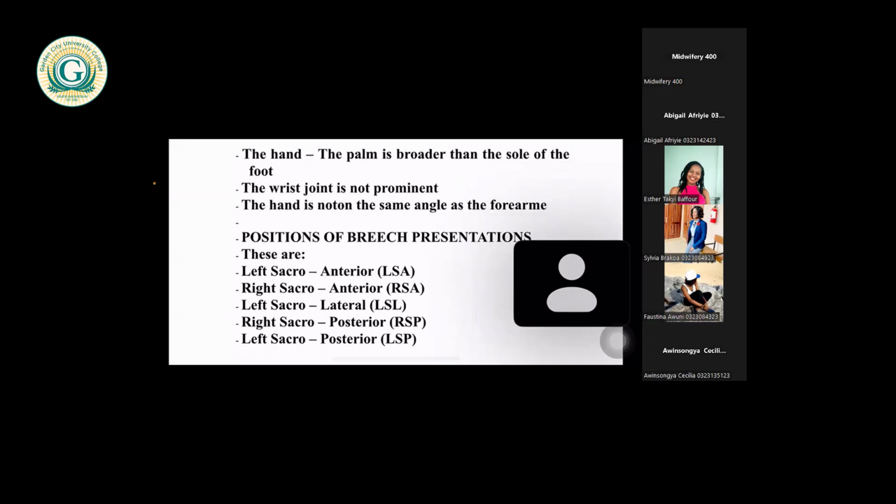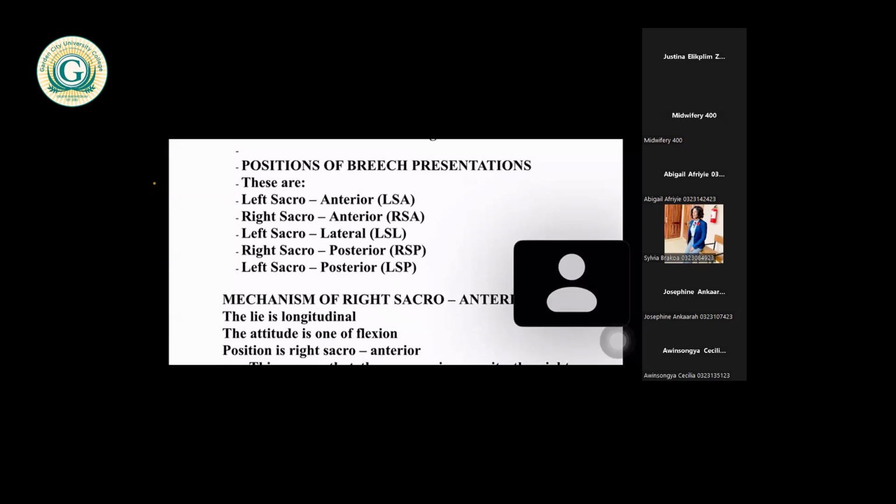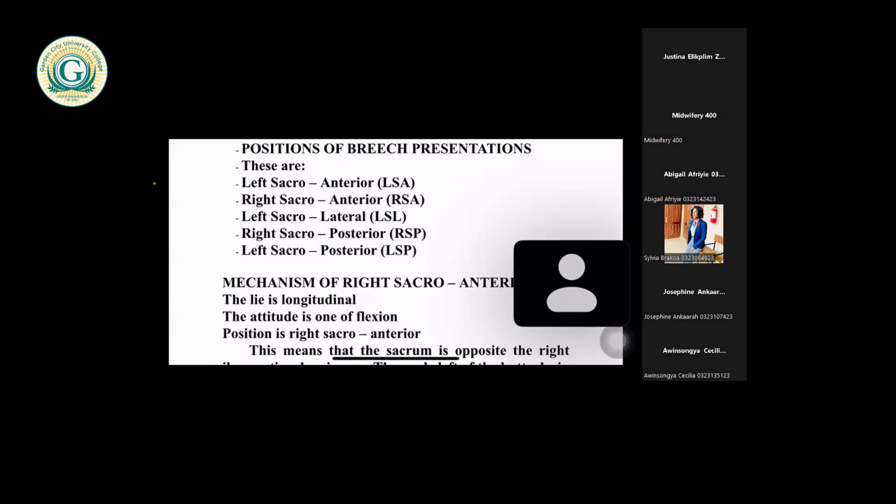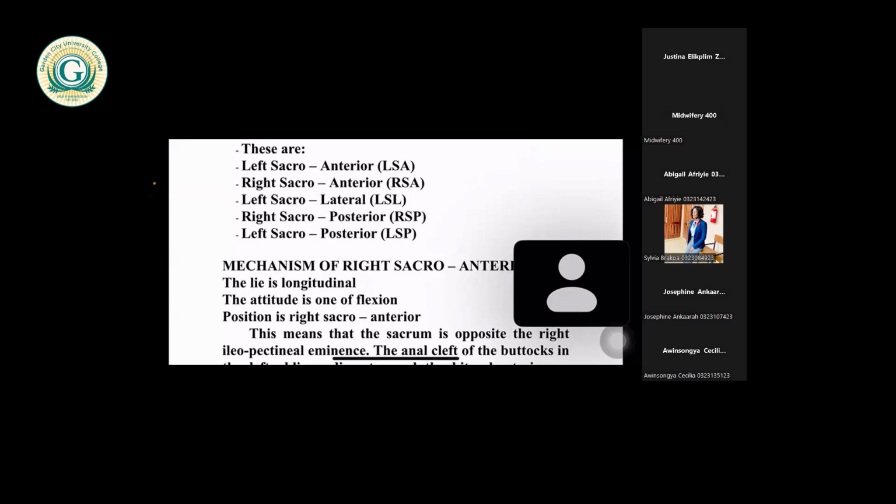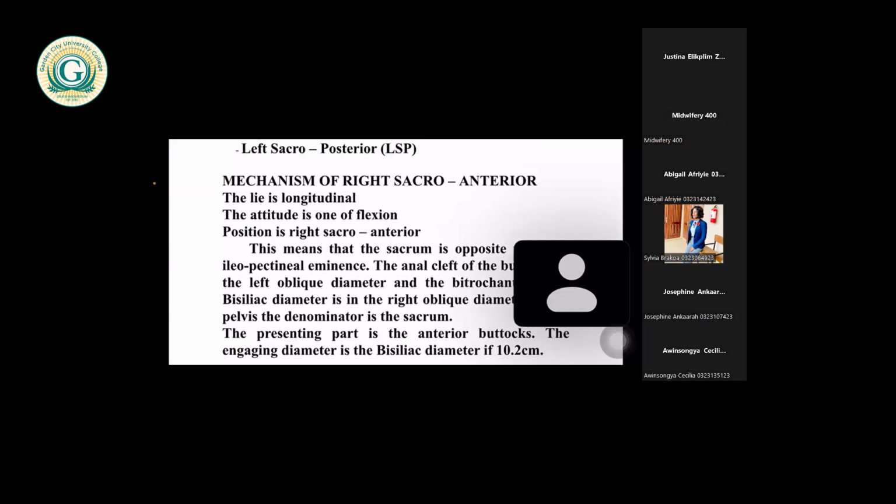Okay, so we have left sacral lateral. That means the sacrum is pointing to the left on the lateral side, or what? Please, what does the left sacral lateral mean? Yes, you just confirmed. You said the sacrum is pointing to the lateral side. Okay, so we have the right sacral posterior. Then we have left sacral posterior. The left sacral anterior.